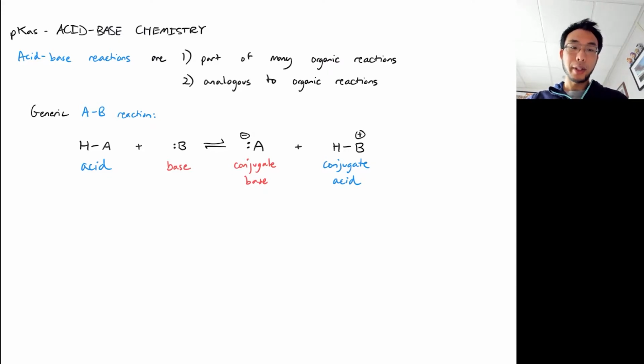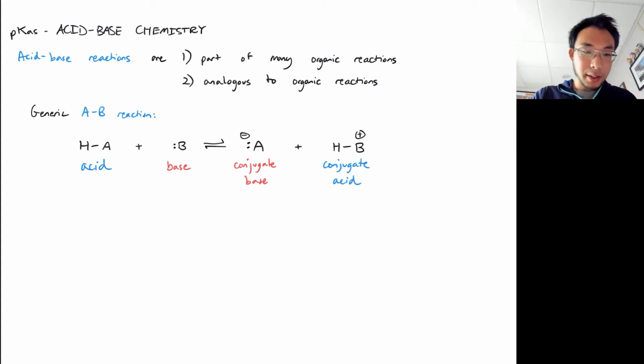One important thing to note here is that I'm color coding by the fact that this is an acid, right? So HA is an acid, HB is the conjugate acid. I'm not trying to make you think that somehow A transformed into B here. So an acid-base reaction is one of the simplest chemical reactions that you'll see.